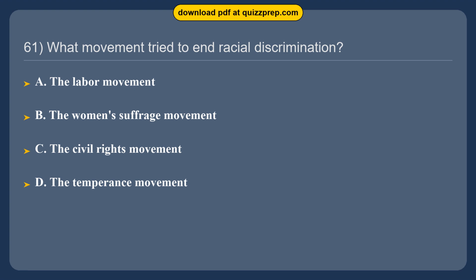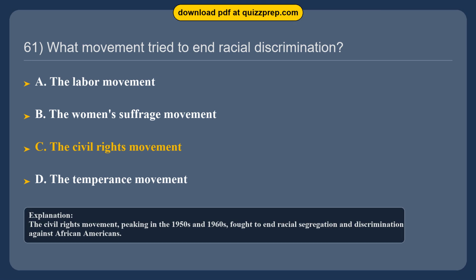Question 61. What movement tried to end racial discrimination? Option A, the labor movement. Option B, the women's suffrage movement. Option C, the civil rights movement. Option D, the temperance movement. The correct answer is option C, the civil rights movement. The civil rights movement, peaking in the 1950s and 1960s, fought to end racial segregation and discrimination against African Americans.